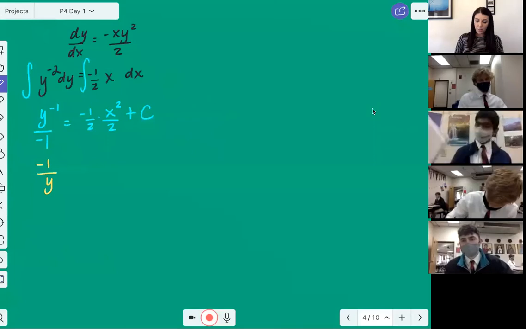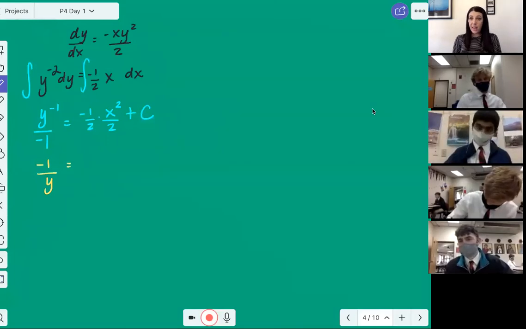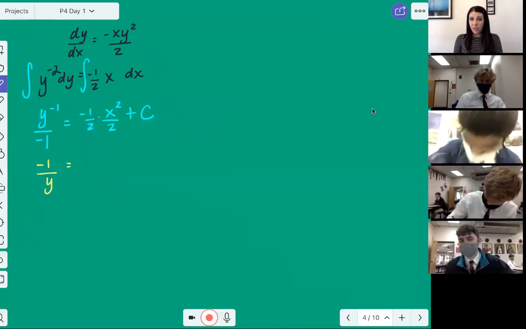We can also simplify the right side of this equation. I can move divide by 2 out in front.